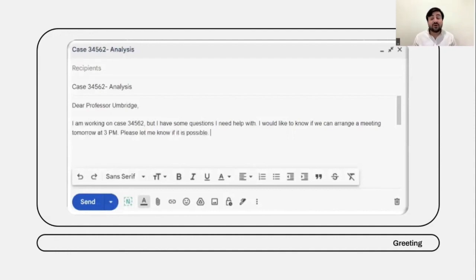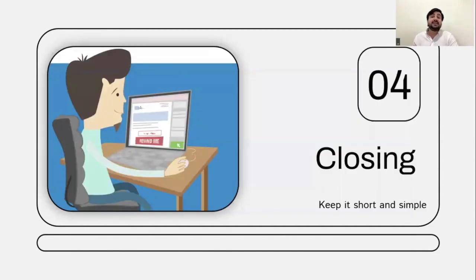I am working on case 34562, but I have some questions I need help with. I would like to know if we can arrange a meeting tomorrow at 3. Please let me know if it is possible. Straightforward, simple, no place for additional questions. It's a very simple email. Once you have written these 3 things, it's about time to finish your writing.